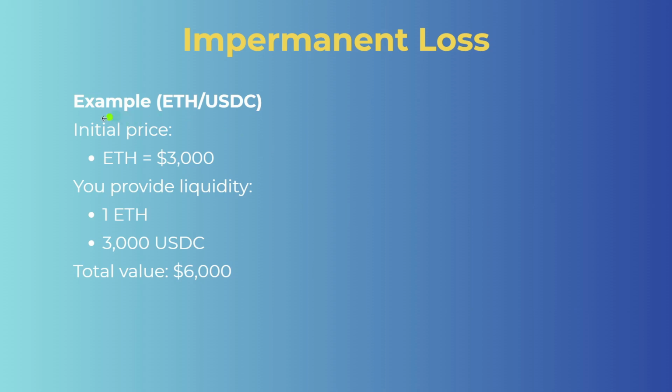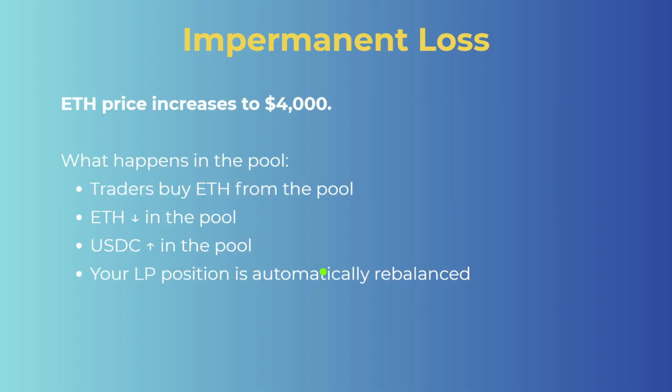if, for example, Ethereum has an initial price in the pool of $3,000, we provide the liquidity, we provide one ETH at $3,000, the total value will be $6,000. What happens instead if the ETH price increases to $4,000? What happens in the pool?